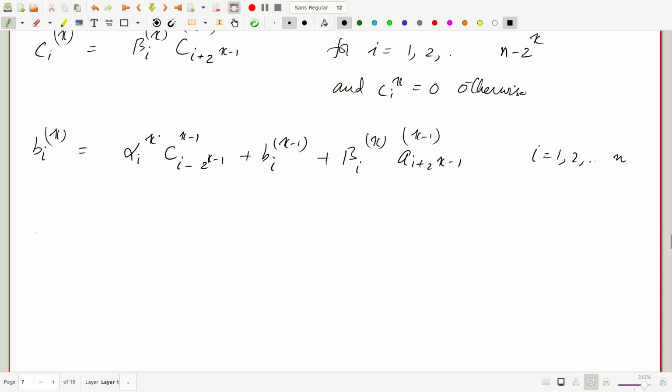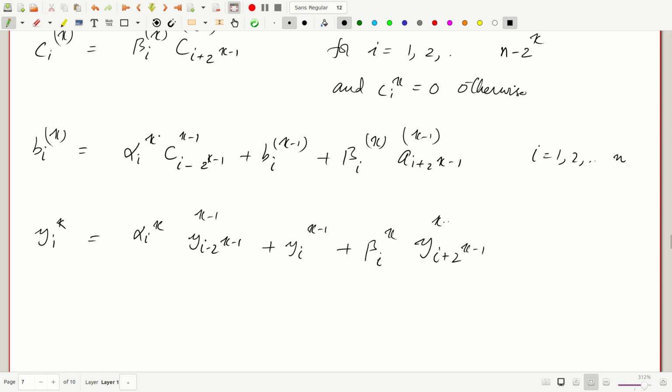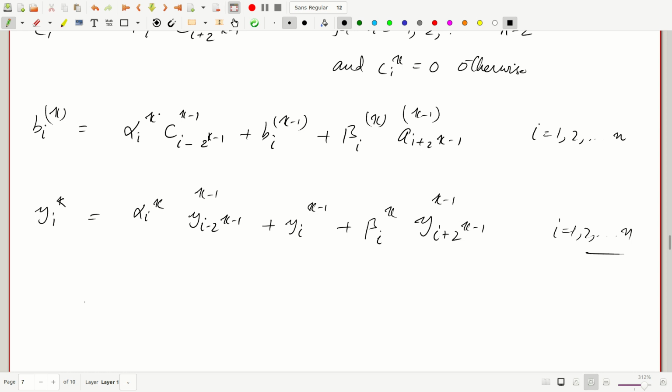And then finally the right hand side vector, that is y_i^k, is given by alpha_i^k y_{i-2^{k-1}}^{k-1} plus y_i^{k-1} plus beta_i^k y_{i+2^{k-1}}^{k-1}. Okay, so that is also valid for all i equals 1 all the way to n. Okay, that is fine. Now the only remaining things are your alpha_i^k and beta_i^k.